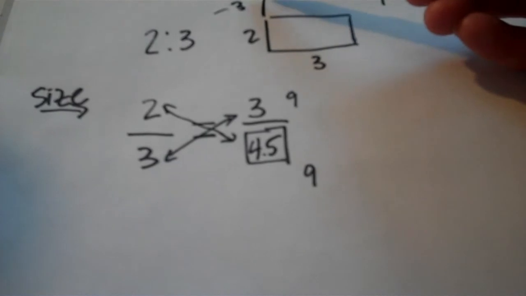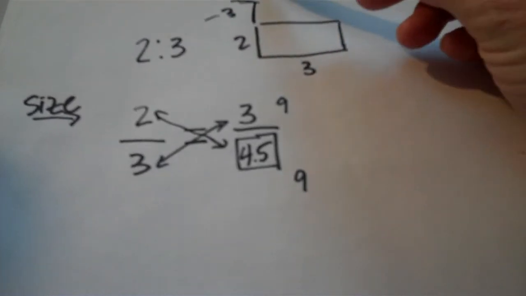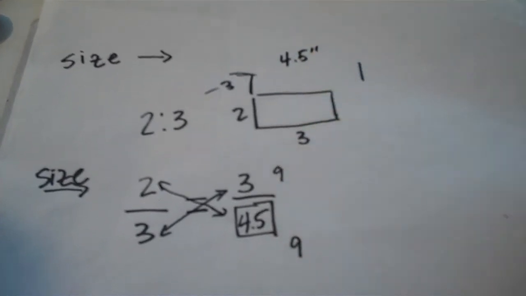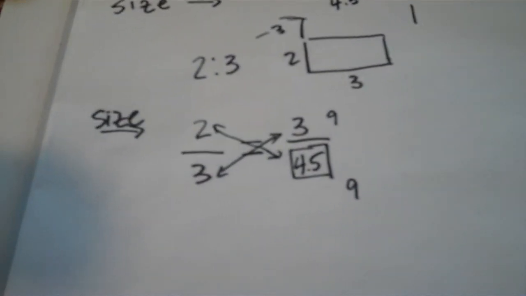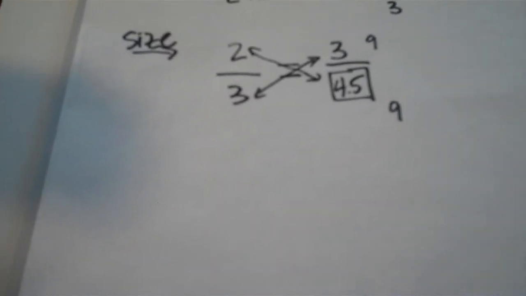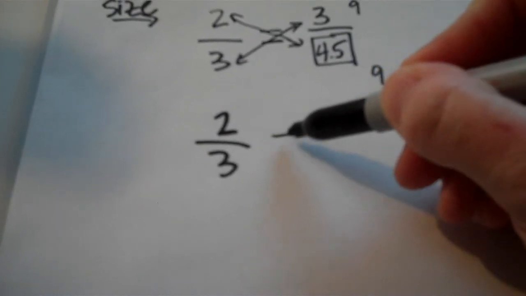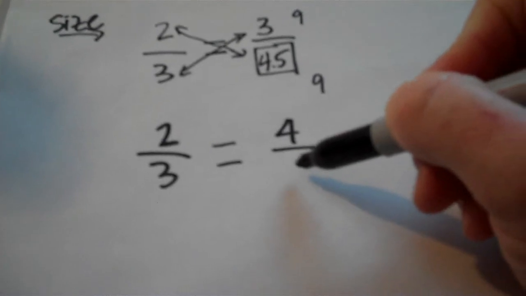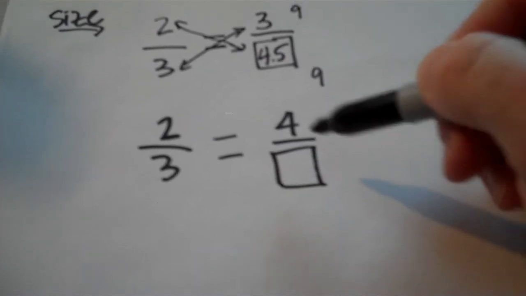Okay, so if we were to increase this to a 3 in height, it's going to give us a width now of 4.5 inches. Okay, and let's do another one. Say we want to size this up to 4 inches in height. Okay, so we're going to have 2 over 3, because that's our original ratio for that square, equals what? 4 over, and what would this number be here?